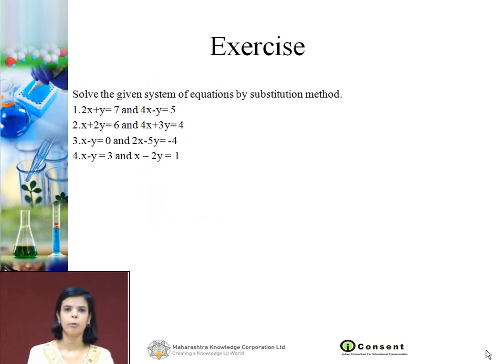Solve the given system of equations by substitution method. These are the exercises for you. First one is 2x plus y is equal to 7 and 4x minus y is equal to 5. Next one, x plus 2y is equal to 6 and 4x plus 3y is equal to 4. Next one, x minus y is equal to 0 and 2x minus 5y is equal to minus 4. And the last one is x minus y is equal to 3 and x minus 2y is equal to 1.